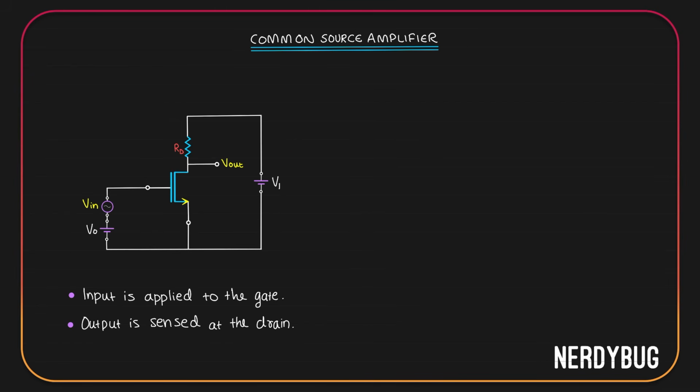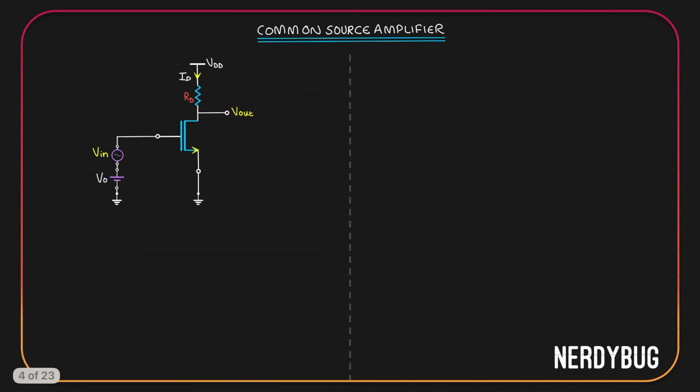Now, let us try to represent the same circuit in a much simpler way like this. You can see that in the new representation, instead of calling this V1, we are calling it VDD. It is the supply voltage we are connecting at the drain. From now, we'll be using this representation of the circuit. Let us start by understanding how this circuit does the amplification of a signal.